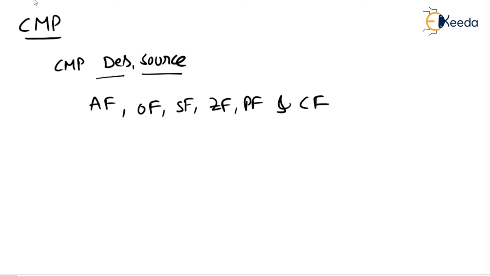Right? Suppose this is the syntax: compare AL, 01. That means it compares 01 with the byte in AL. That is about the compare instruction. Now coming to the next instruction, that is rotate and shift instructions. This also comes under bit manipulation instructions.